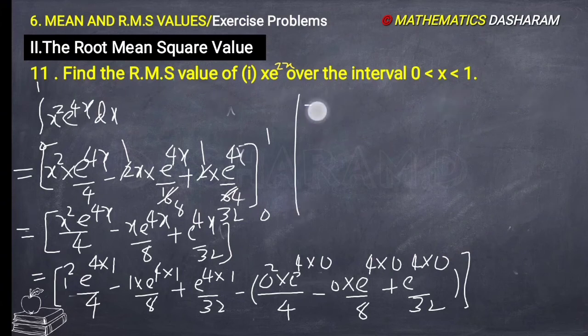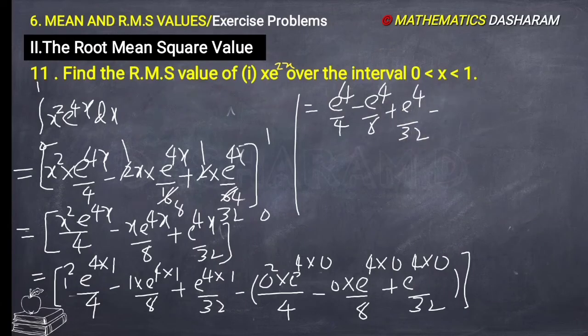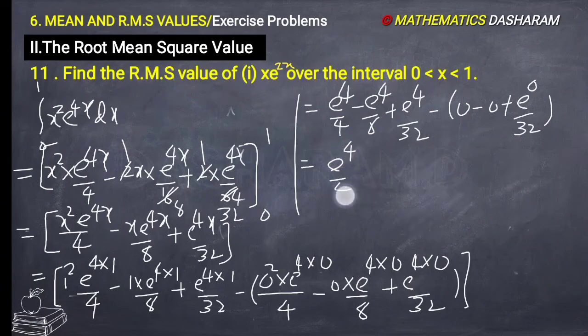So then it is equals to e power 4 by 4 minus e power 4 by 8 plus e power 4 by 32 minus, here 0 minus 0 plus e power 0 by 32. So it is equals to e power 4 by 4 minus e power 4 by 8 plus e power 4 by 32 minus e power 0 by 32.